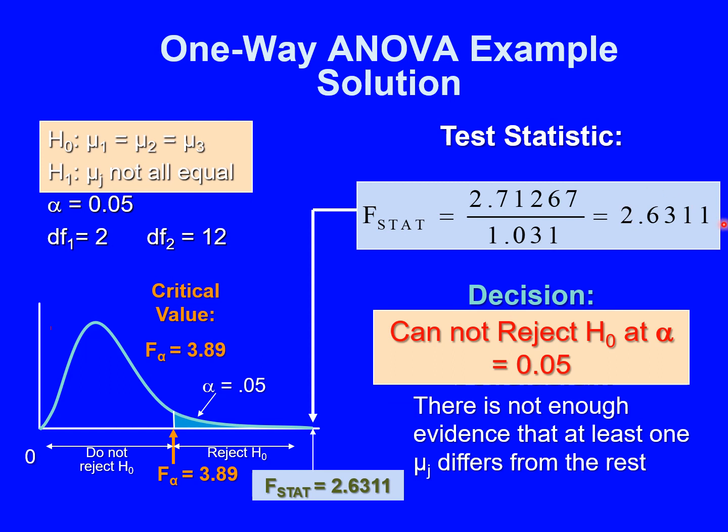And this is the F statistic, 2.63, which is less than the tabulated F. If it is less, then it is not in the rejection region, so you cannot reject the null hypothesis. That's the decision. We cannot reject H naught at the alpha level, which is 5%, 0.05. So there is no evidence that at least one mu differs from the rest. No evidence to reject the null hypothesis, right?